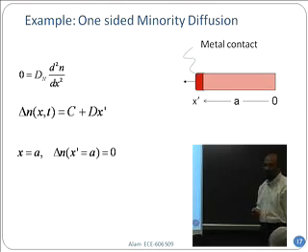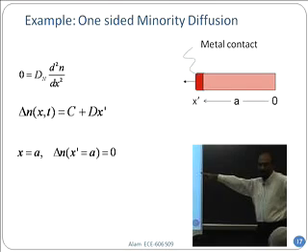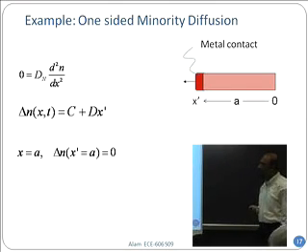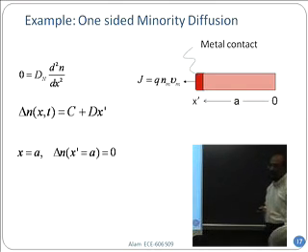Now at x equals A, the delta n is 0. Now this statement I have not explained. I will do that in a second. But let's say it's 0. Why it is 0 is something that you need to understand very clearly. Why, in a metal contact, anytime there is a metal contact, is delta n 0?